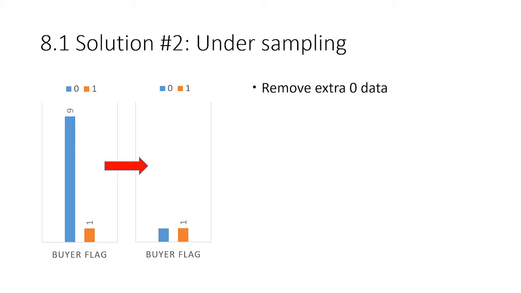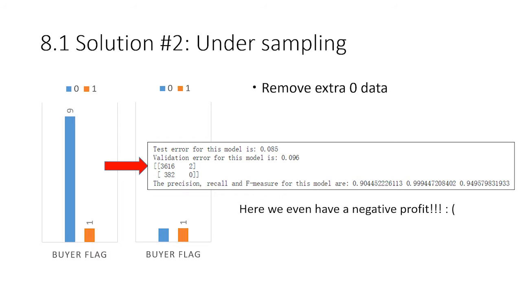The disadvantage here is very obvious. Based on our available data points, the training set will be very small. So the model based on this training set is actually not so satisfying. The model is starting to predict 1s, but it's not predicting 1s very frequently. So we actually have negative profit here.